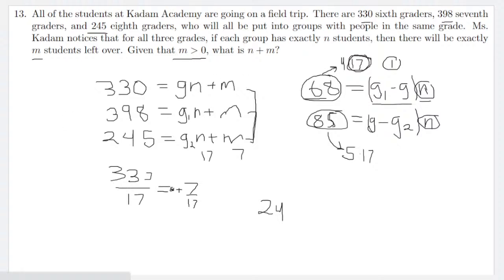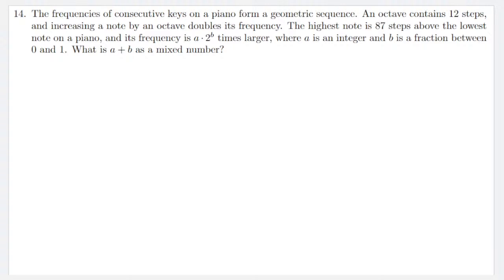Okay, on to number 14. So 14 is telling you that there is some kind of geometric series and there are some conditions surrounding it. So let's try and unpack it. So we know that an octave has 12 steps, and increasing a note by an octave doubles its frequency. So that suggests if you go up 12 terms in your geometric series, you'll double it.